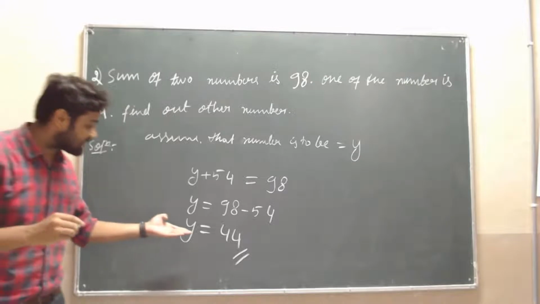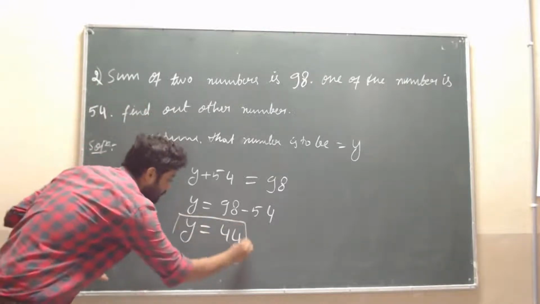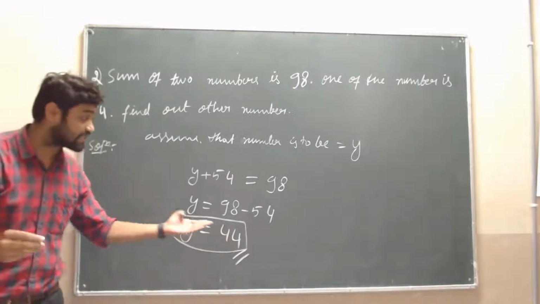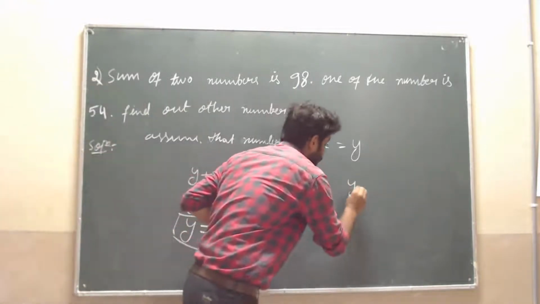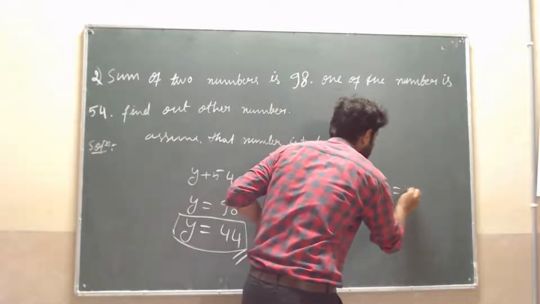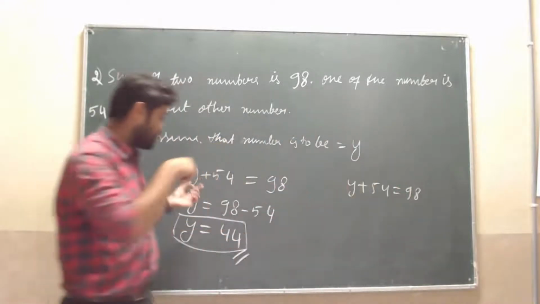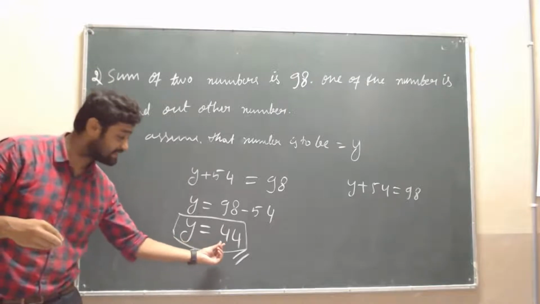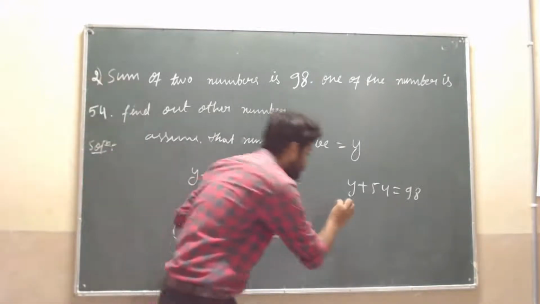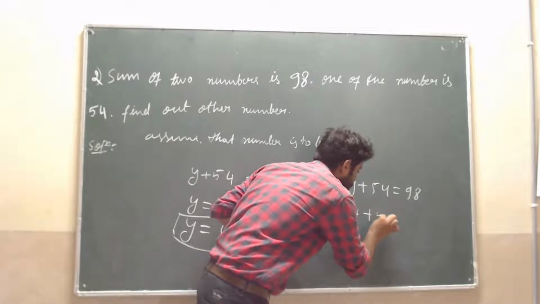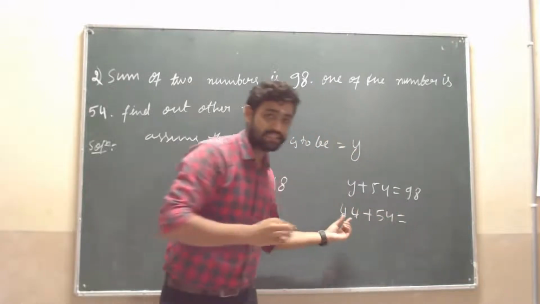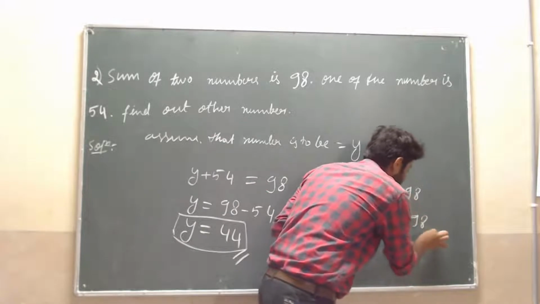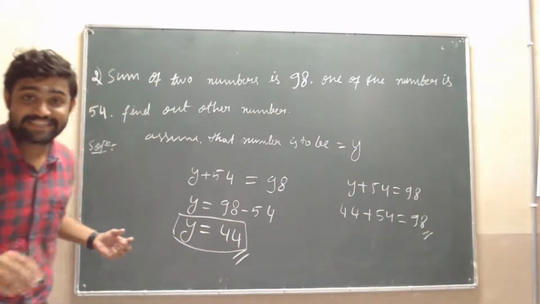Sir, whether y is equal to 54 or 44 is the correct answer or not, cross check it. That is y plus 54 is equal to 98. Just equation and algebra. Isn't it? Then what is the value of y we get? That is 44. 44 plus 54 is equal to how much? It is 98.